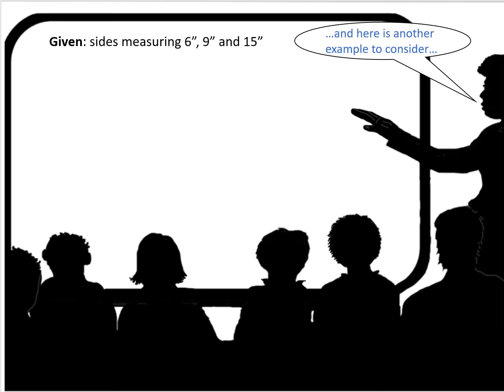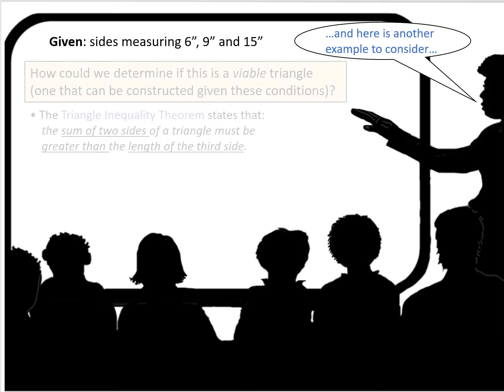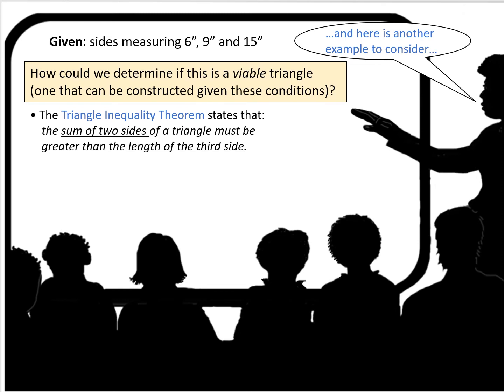And here's another example to consider. You have sides measuring 6 inches, 9 inches, and 15 inches. How could you determine if this is a viable triangle, one that can be constructed given these conditions? Use the same theorem. Is 6 plus 9 greater than 15? Well, 9 plus 6 is 15. So 15 is not greater than 15. 15 equals 15. So actually, this is not true. So this is an X.